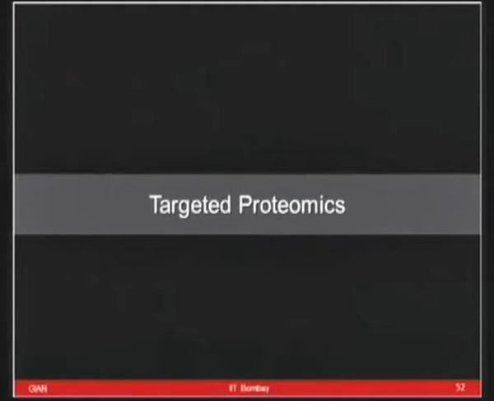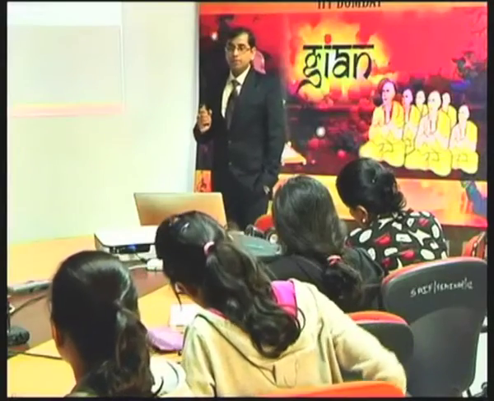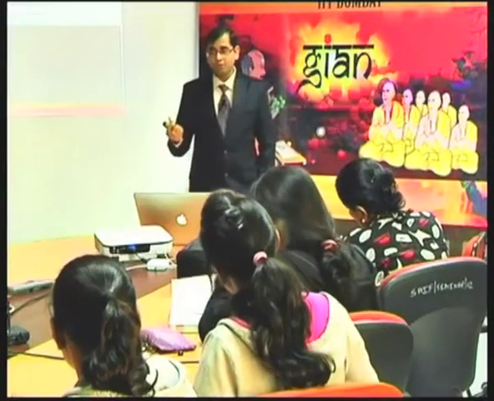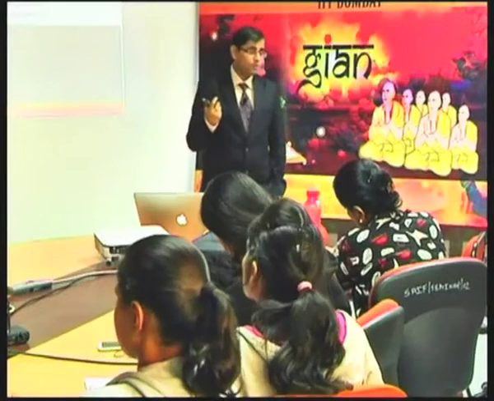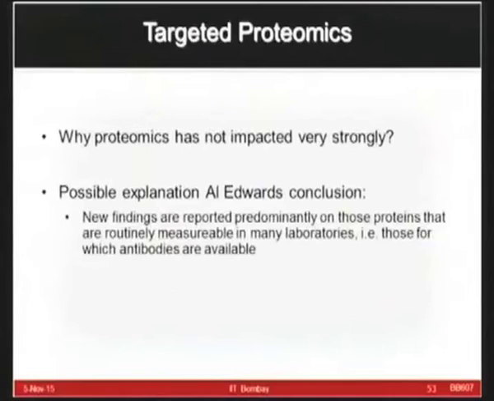Targeted proteomics is another revolution in the field that is in progress. It was named the Nature Methods method of the year 2012. So the technology is just emerging, only 3 years old. And in this area, you have seen that the major question proteomics critics have asked is why proteomics, although it is giving a lot of data, is not impacting clinical and translational research. What is the reason for that?